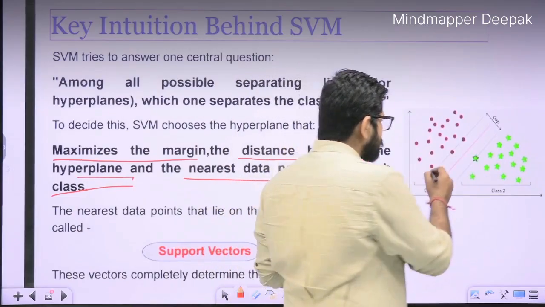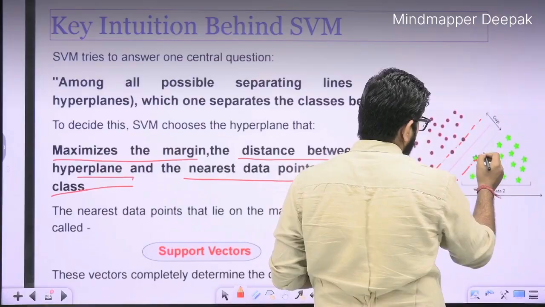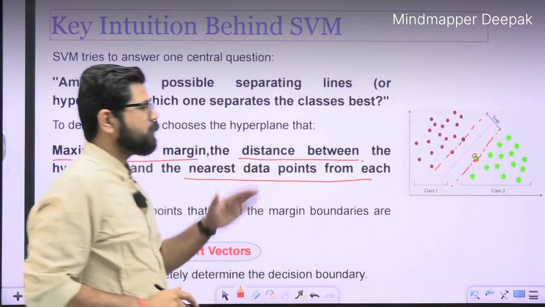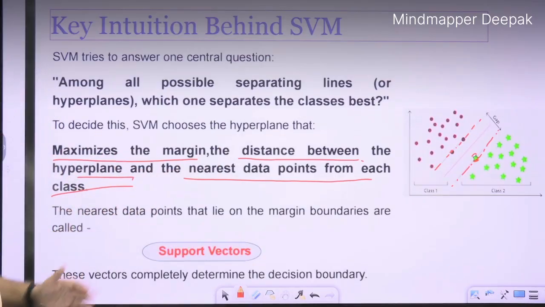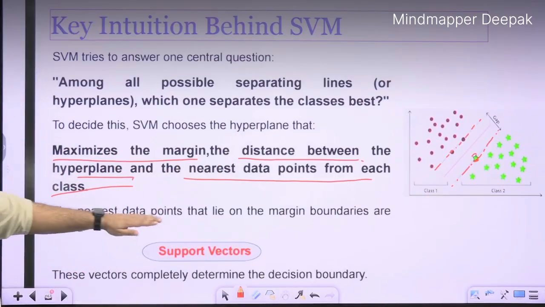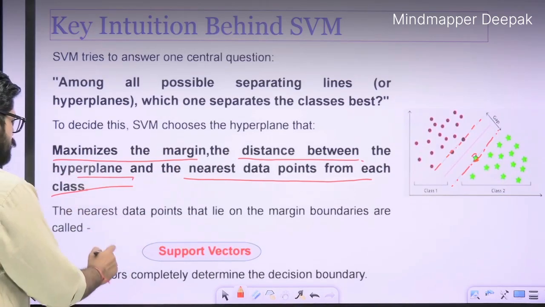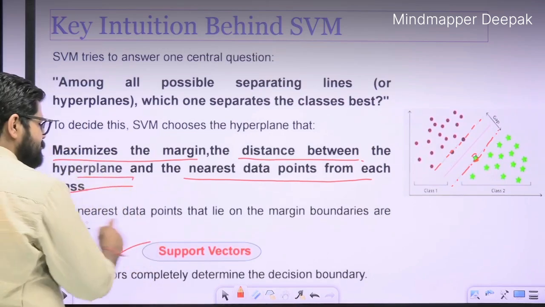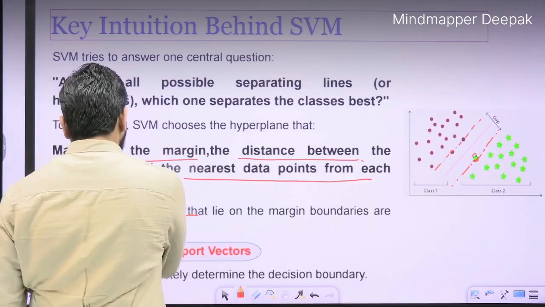So these are the points we have in this act as your margin point of view, which can easily separate your classes in two different manners. Now, the nearest data points that lie on the margin boundaries are called support vectors. So the definition of support vector is clear to all of you: it is the nearest data points that lie on the margin boundaries.